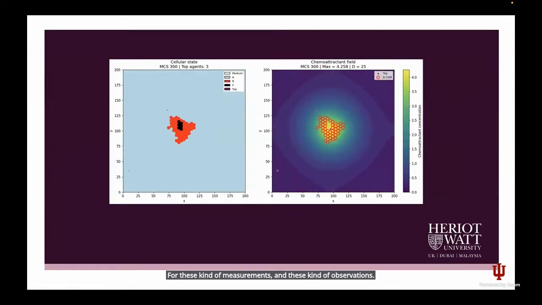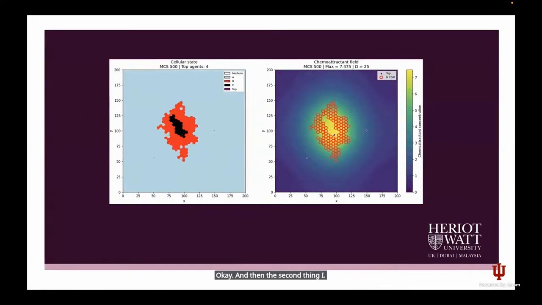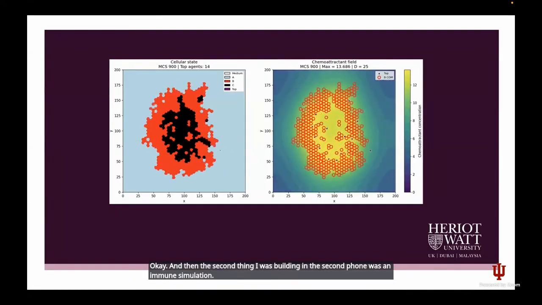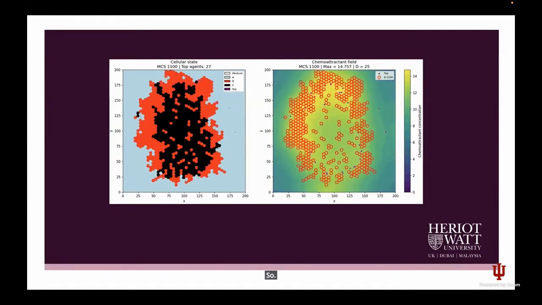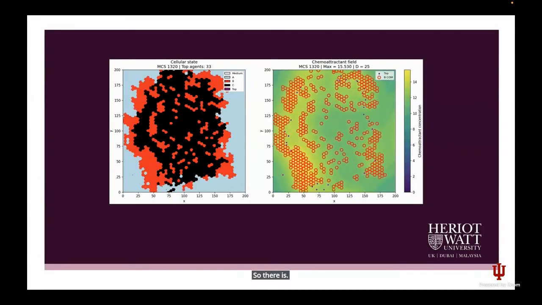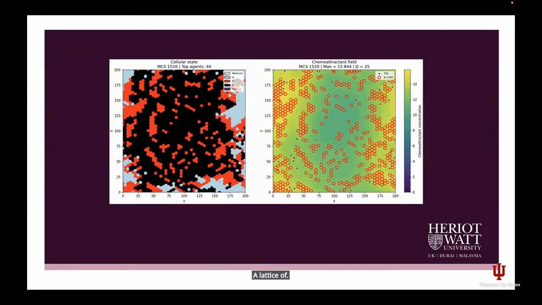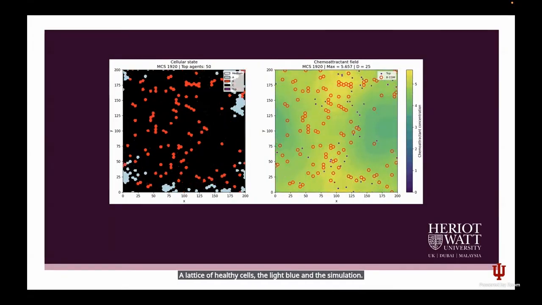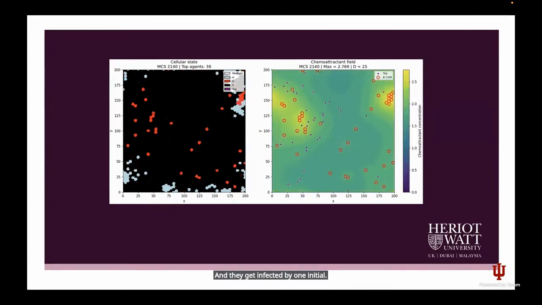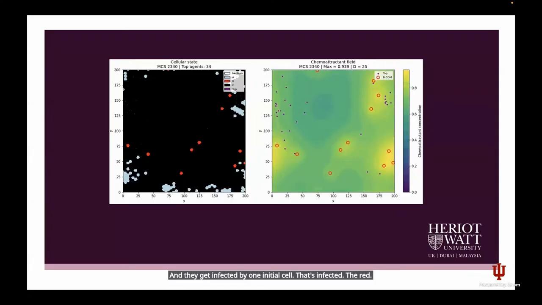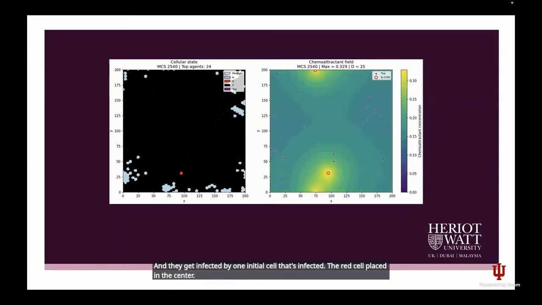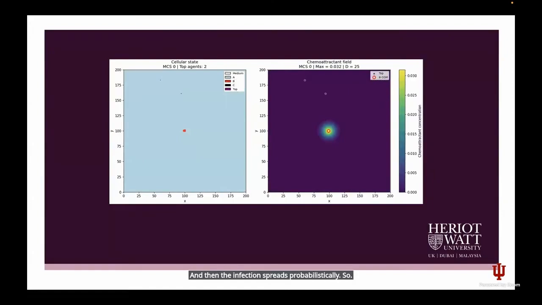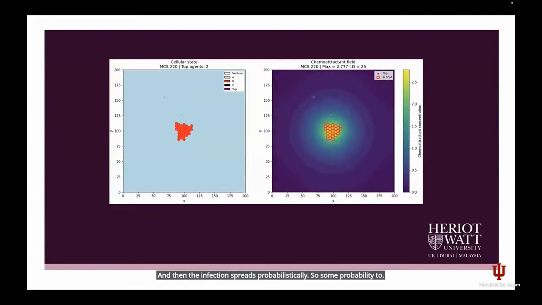Okay, and then the second thing I was building in this hackathon was an immune simulation. So there is a lattice of healthy cells, the light blue in the simulation, and they get infected by one initial infected cell, the red cell placed in the center. And then the infection spreads probabilistically, with some probability, to the neighboring cells.